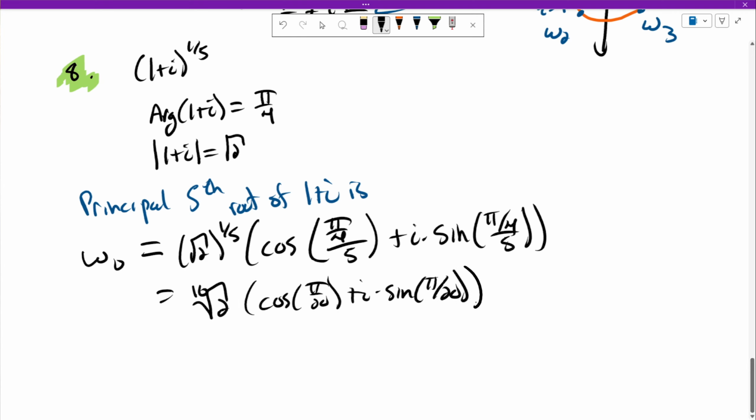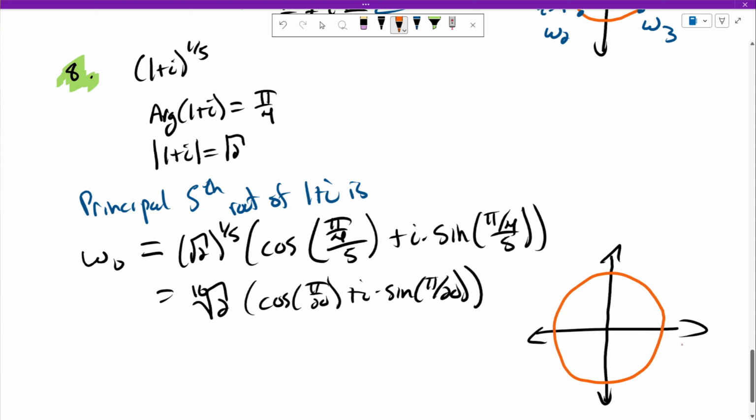Now we don't have to know exactly what the value is here, or even really approximate the value. What we can see, though, is that if we were to draw a circle now of radius 10th root of 2, very, very close to 1, then W0 is on that circle and makes an angle of pi over 20. Pi is 180 degrees, so pi over 20 is then, I think, 9 degrees. So it's very, very close to the positive real axis.